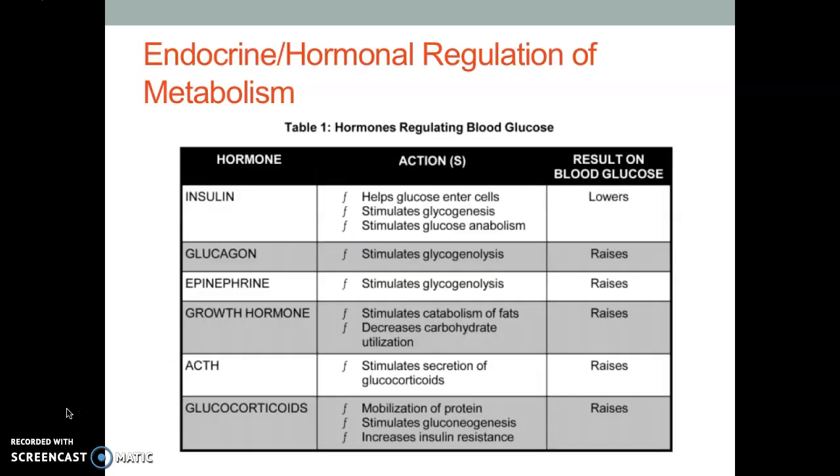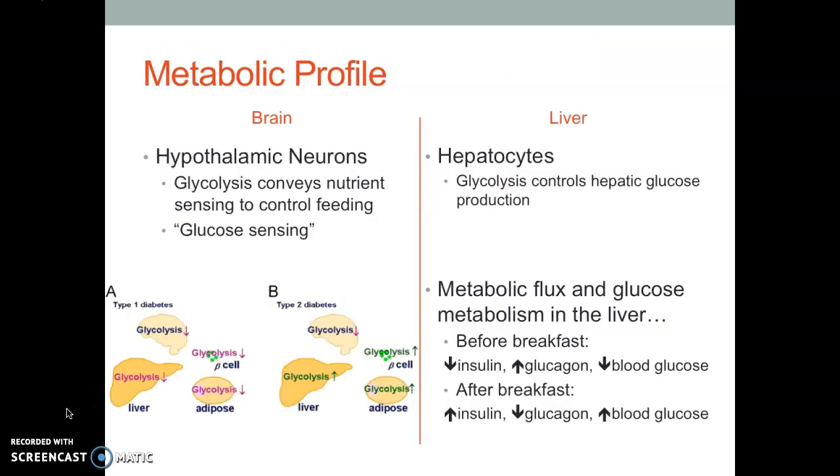So the hormones that are affecting the blood glucose here. Insulin, we know that it's going to decrease the blood glucose by increasing the glycogen production. With an increase in glycogen breakdown, there's also an increase in the blood glucose. So all these other hormones here, they're going to increase the blood glucose as well.